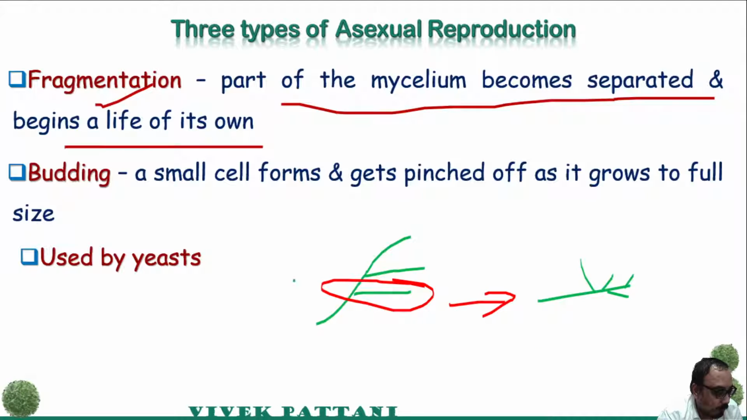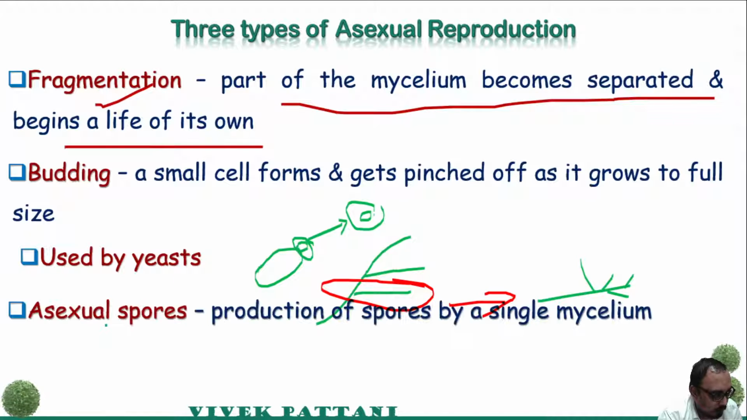Now budding, okay, what is budding? For example, this is a cell, and a small bud basically starts growing, and after some time these buds get separated, which we had discussed in the last lecture, and can grow into a fungi, and this method is basically being used by the yeasts, okay. And finally the asexual spores.